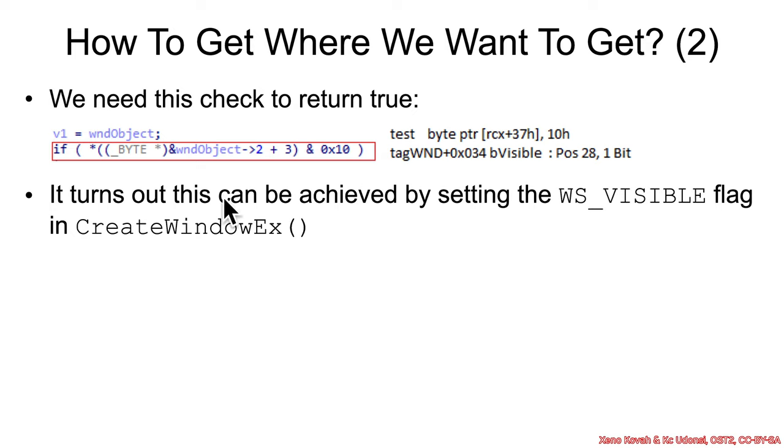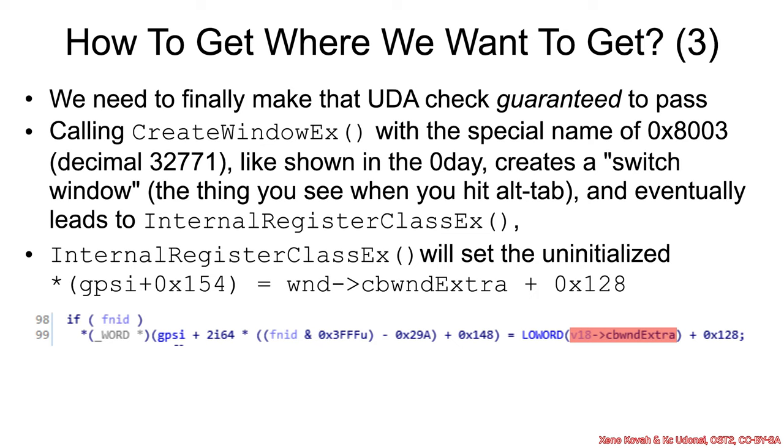So starting at the beginning, we have to make sure that this check is true. We want to get into that first if, and it says that it has to do with the be visible bit. It turns out this can be achieved very simply: when the call to CreateWindowEx is made, there is a flag WS_VISIBLE. If that is set, then great, you're going to get into there. Similarly, there's a destroyed flag, and we just need to not set the destroyed flag to make sure that we don't hit that other case. What else do we need to do?